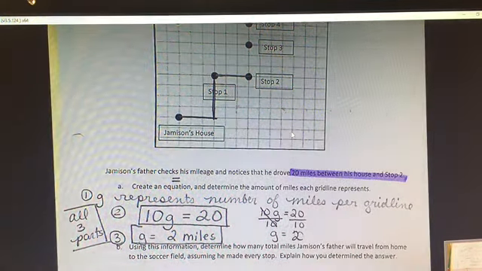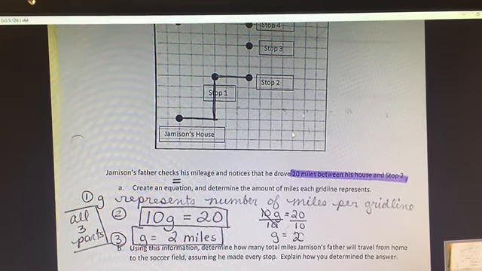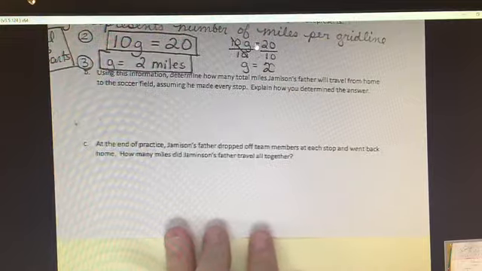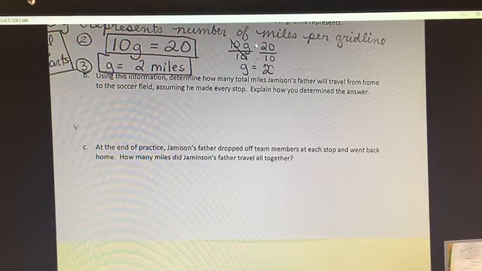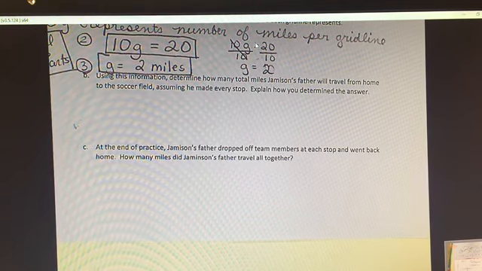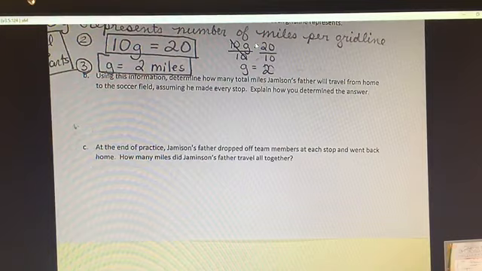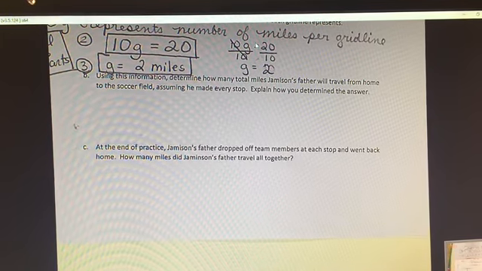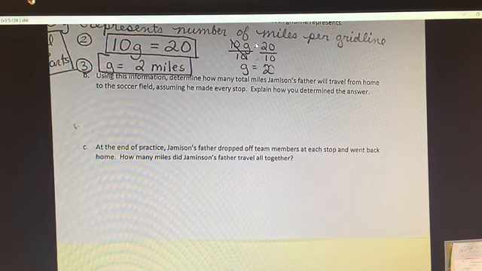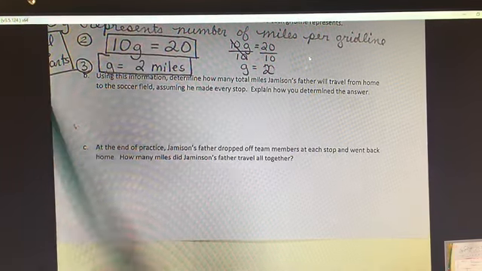All right, so then we take a look at B. And B says, using this information, determine how many miles total Jameson's father will travel from home to the soccer field, assuming he makes every stop, and explain how you got your answer. So we're still using the same formula that we had.